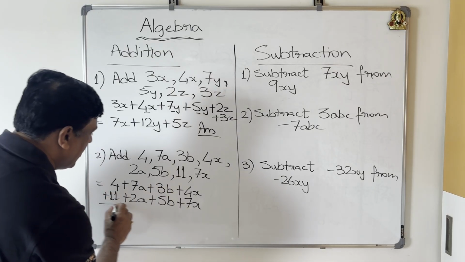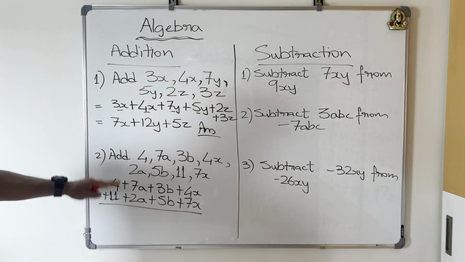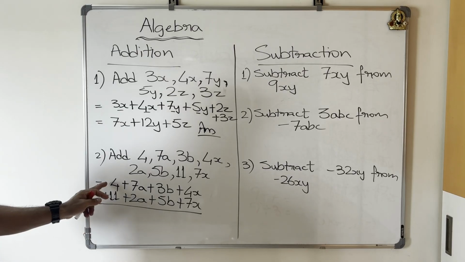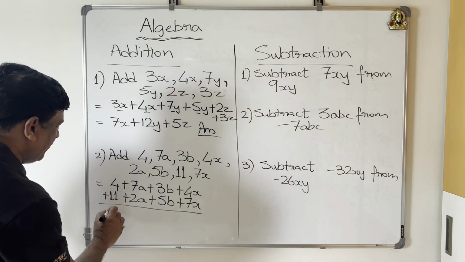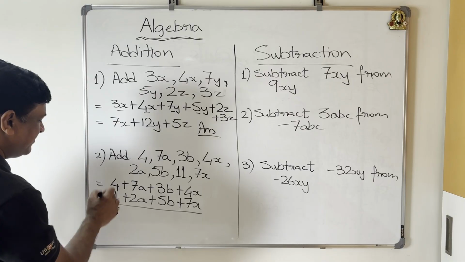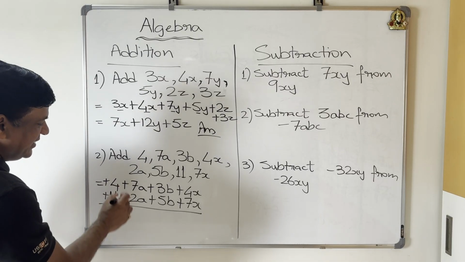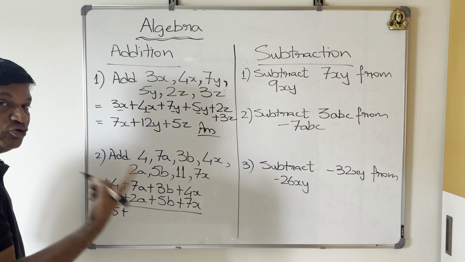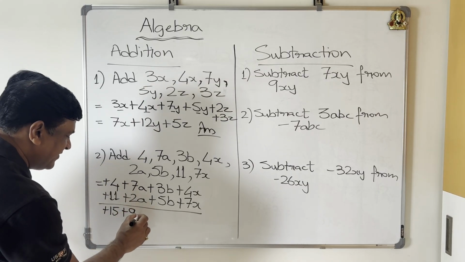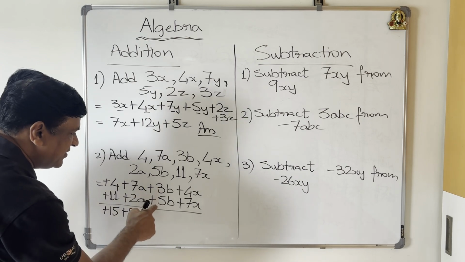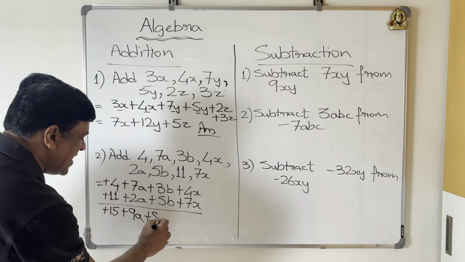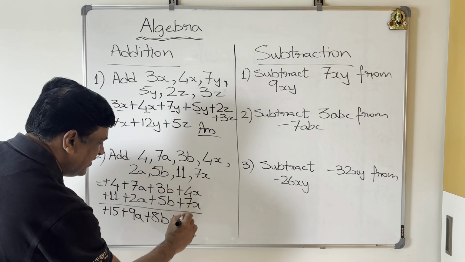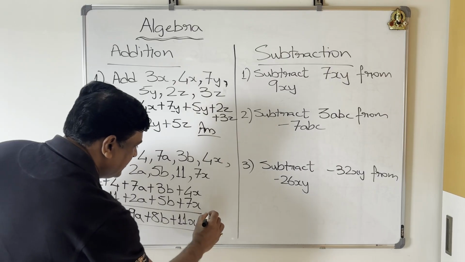Look at it. What do I get? I can add these two. I have arranged them in order so that you'll be easily able to add them. So 4 plus 11 will give you 15. Obviously the sign is plus because both are plus over here. Plus 7a and plus 2a as per the number line will give me plus 9a. Similarly, plus 3b plus 5b will give me 8b. Plus 4x plus 7x will give me plus 11x. So that should be your answer.